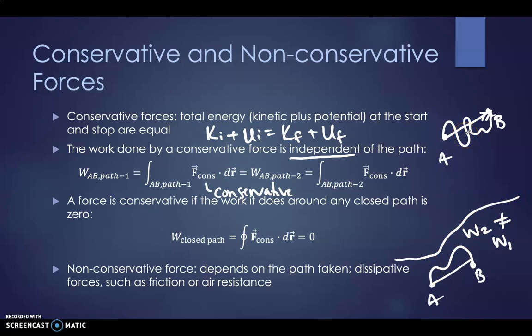So going back to conservative, a force is conservative if the work it does around any closed path is 0. Any path, say like that, if the work it does around that path is 0, then it is conservative. All right, so back to non-conservative forces. Again, it does depend on the path taken, and this involves dissipative forces such as friction or air resistance.